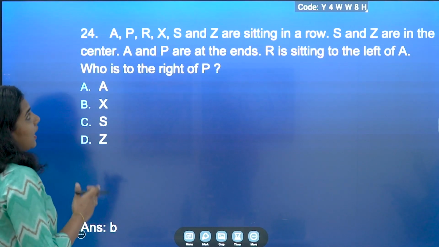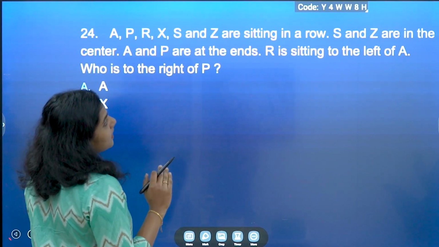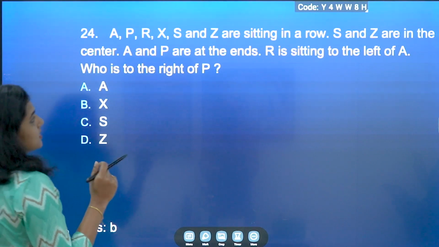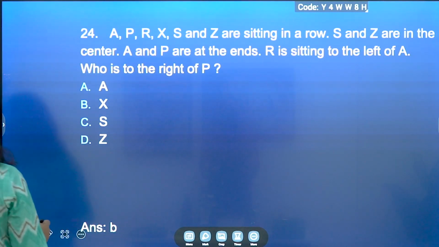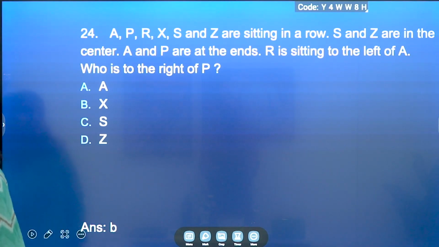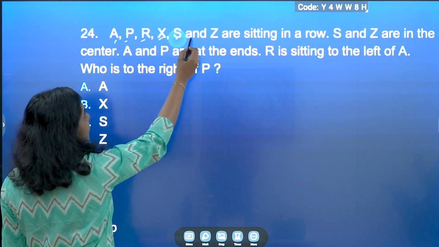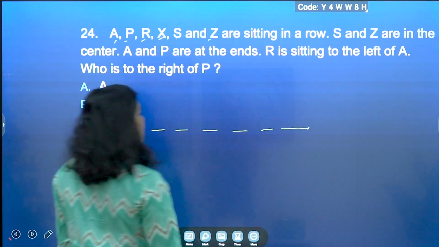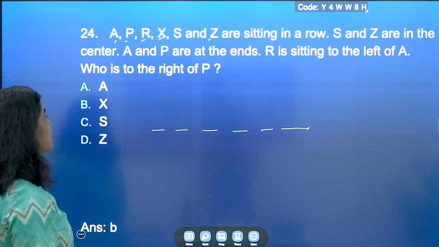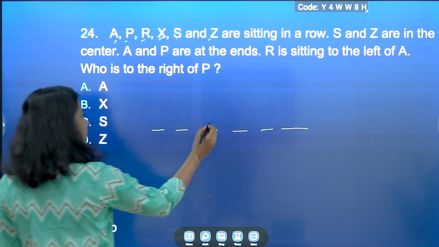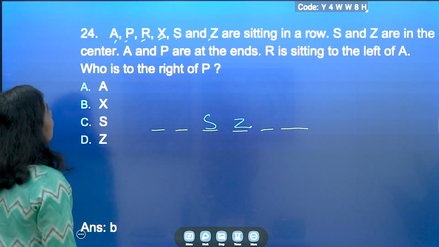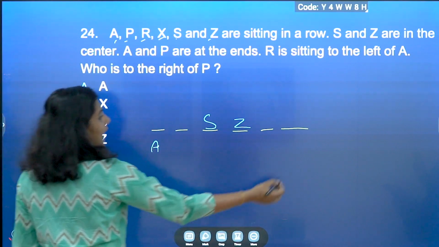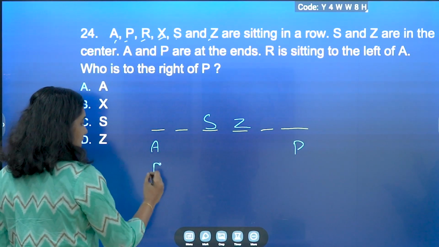A, P, R, X, S and Z are sitting in a row. S and Z are in the center, A and P are in the ends, R is sitting to the left of A, who is sitting to the right of P. So first you have 6 people, right? So let's draw that. Now S and Z are sitting in the center. So if S is here, Z is here. Now A and P are at the ends. So one chance is A is here and P is here. The next chance is P is here and A is here.